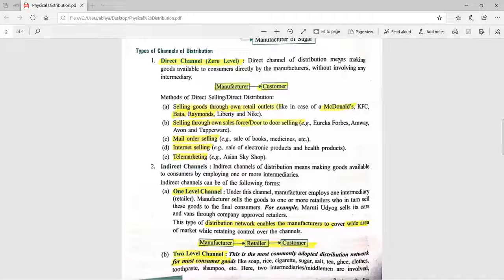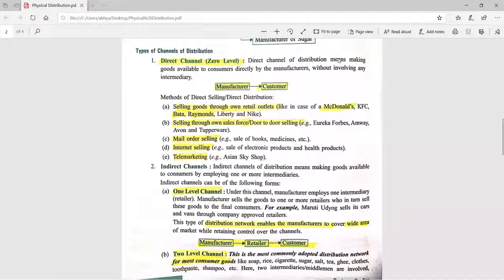And as well as in the indirect channel, for an FMCG product, you can select either 2 level or 3 level. It's up to you. But if you are making any luxury item or any durable goods like refrigerator, laptop, camera, mobile, then you have to select the 1 level channel, because these are expensive products and there are not many middlemen in expensive products of these types.